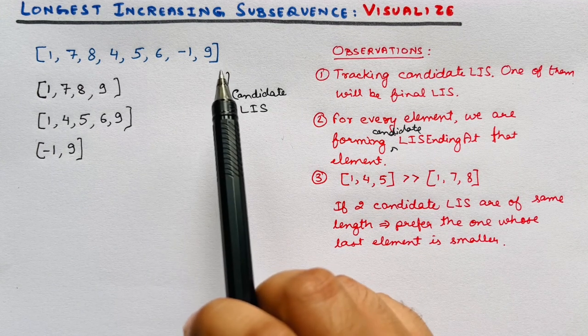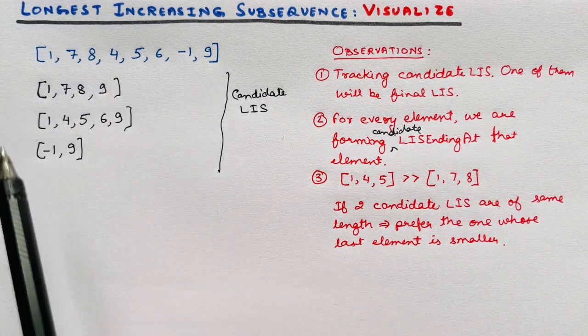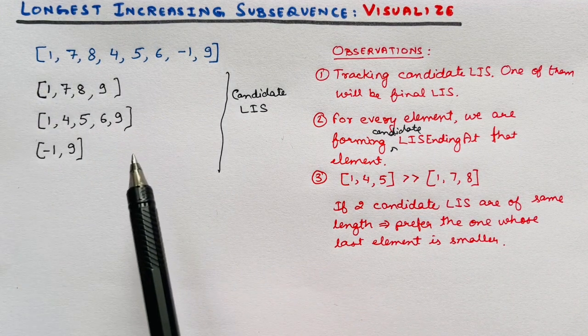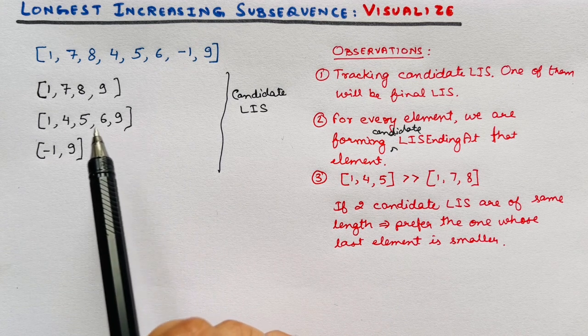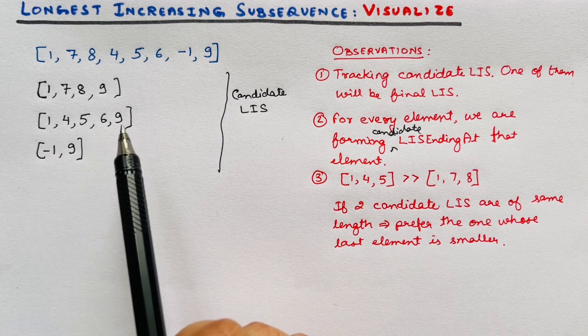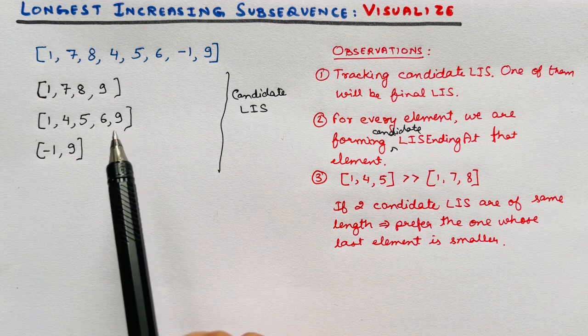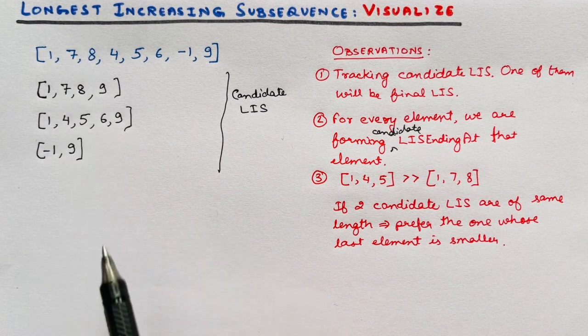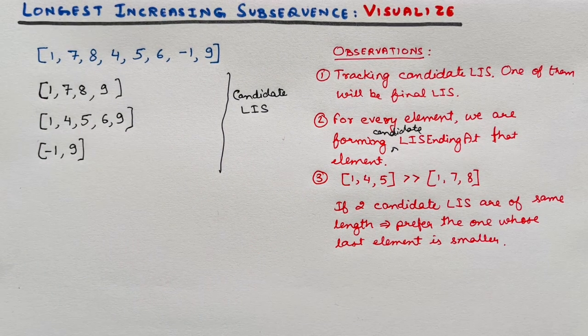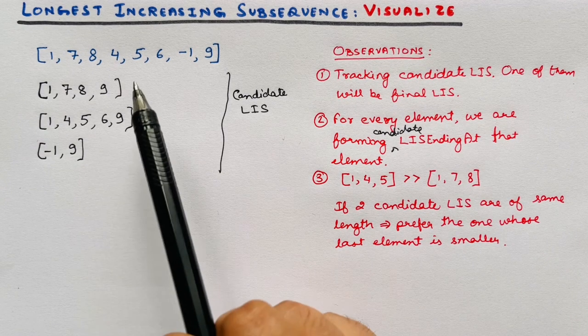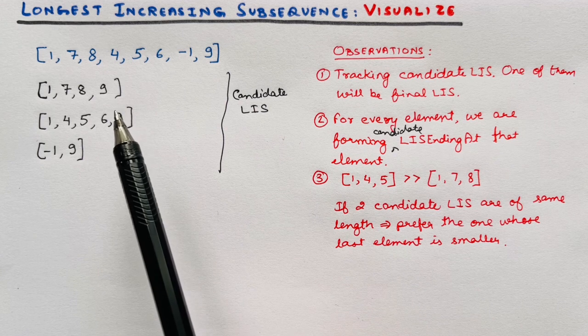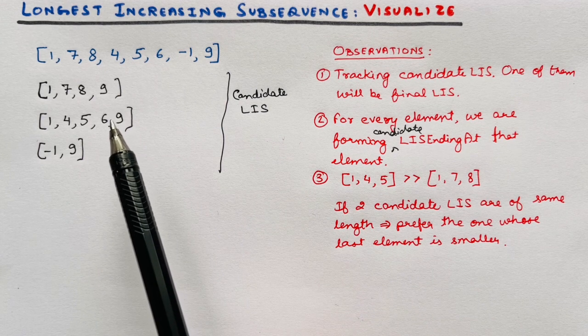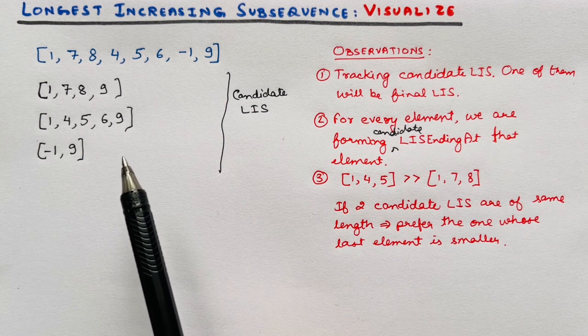Now the array is done and we have 3 candidate LIS. So what will be our final answer? Our final answer will be the middle LIS. Why? Because its length is maximum and we are looking for the longest LIS. So what essentially we have done here is that we have picked every element and we have tried to form the best LIS ending at that element.